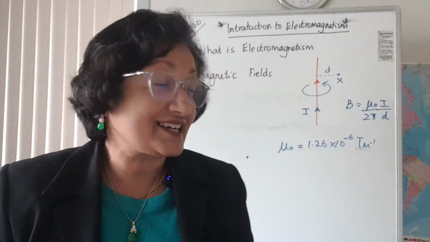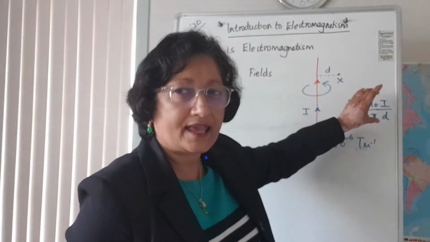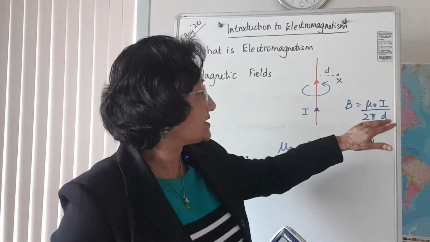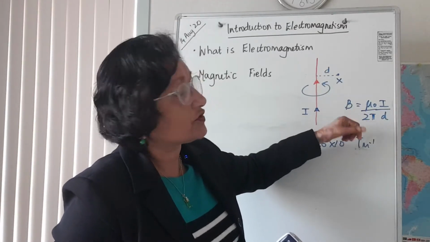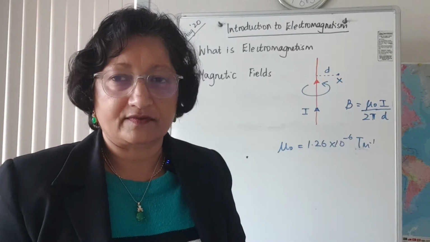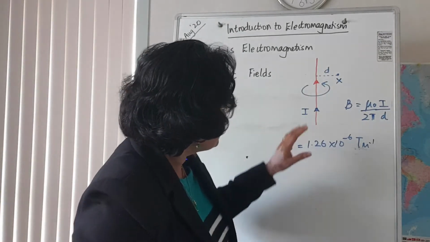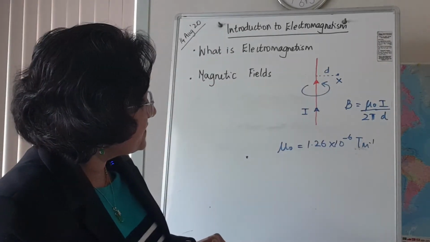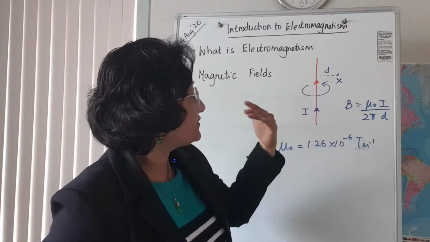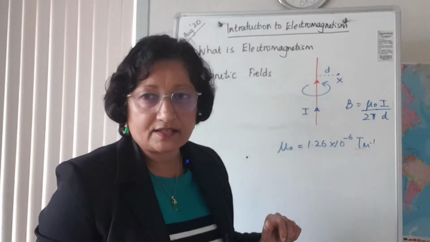In year 11, you were given just one number there, called K, and you were given B is equal to K I over D, where K is actually the value for mu naught over 2 pi, which is 2.0 times 10 to the power of negative 7 tesla per meter. That's how you get the magnetic field strength for a point away from the wire. The smaller the value of D, the bigger the magnetic field strength.